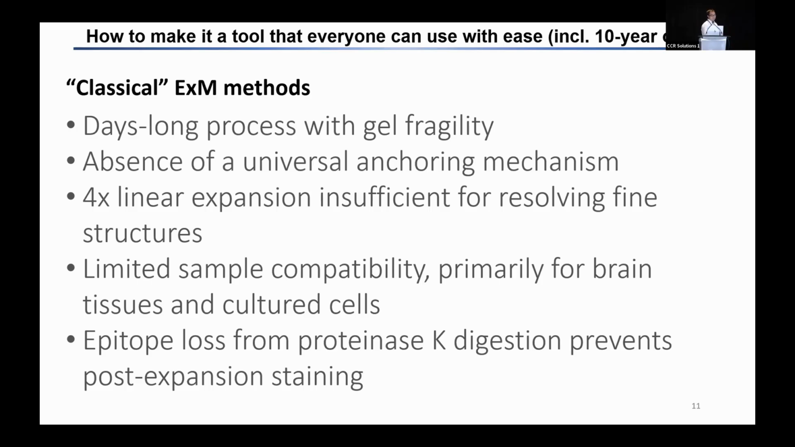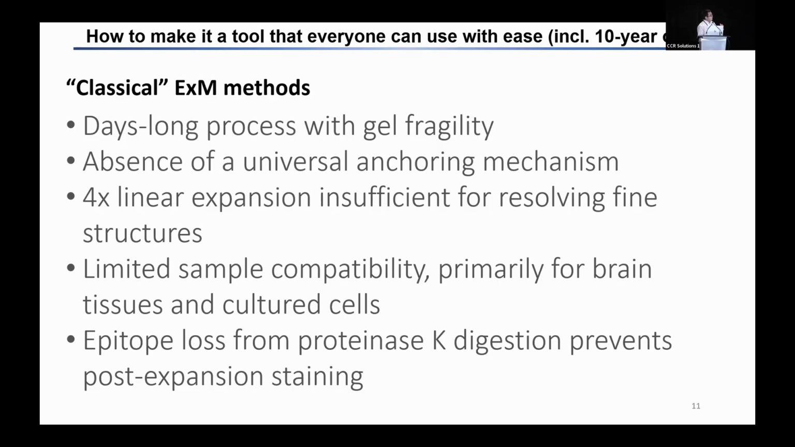And most of the expansion that people use is 4 times expanded linearly, which is good. I mean, basically for the confocal, you can bring down the resolution to roughly 70 nanometers. However, you cannot resolve all the fine structure that you want to resolve. And then you also have the limited sample capability. For example, mainly they expand mouse brain or cultured cells. And then, of course, the enzymes, right? You chop off all the epitopes. So that means that after expansion, you finish the imaging, and that's it. You cannot do anything else because all the epitopes are lost. Actually, only the labels are kept inside the gel.